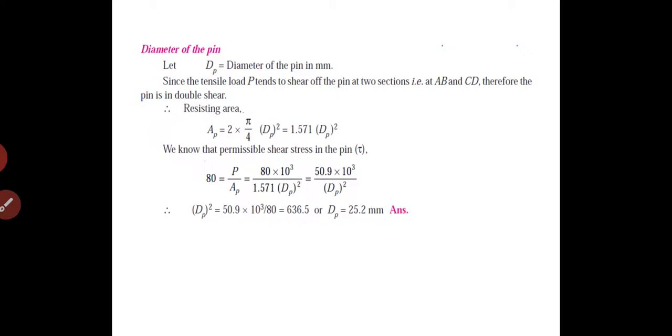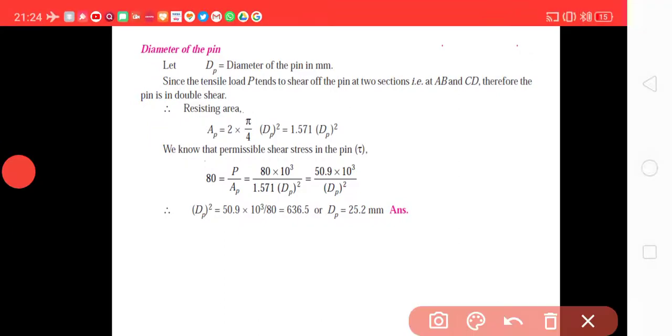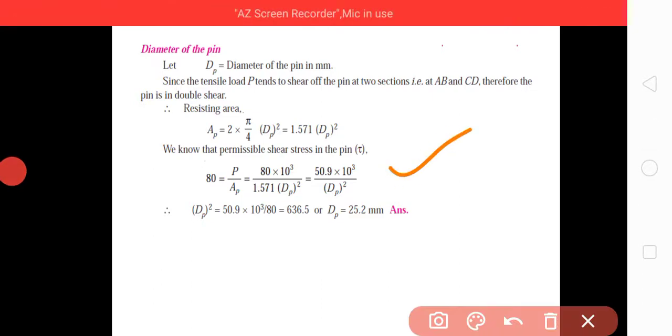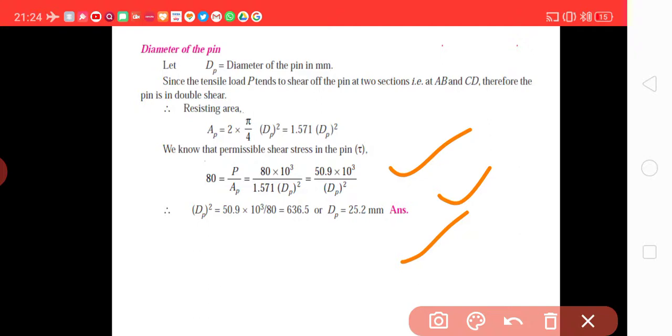We know the permissible shear stress is given as 80. So 80 is equal to shear force upon area of cross section. On calculation, this again comes out to be 25.2 mm. So pin diameter should be 25.2 mm, whereas the rod diameter should be 32 mm.